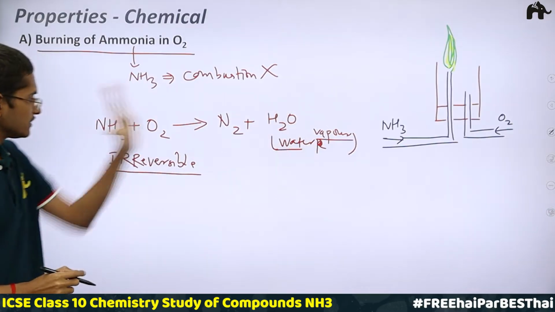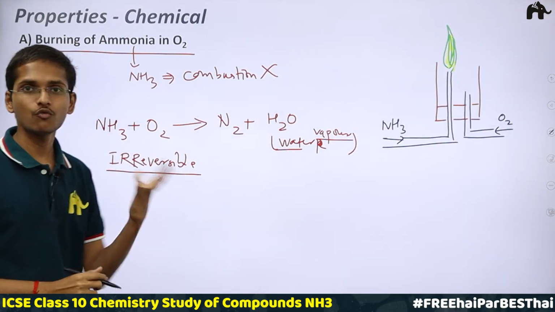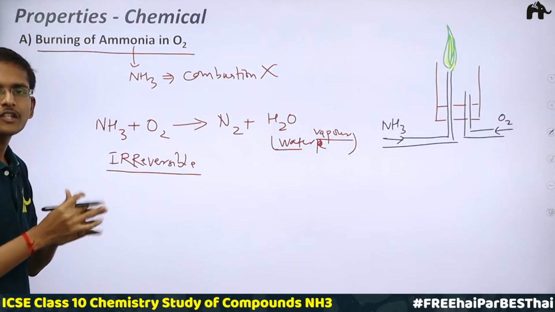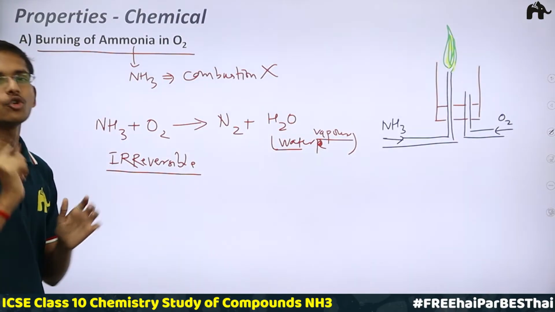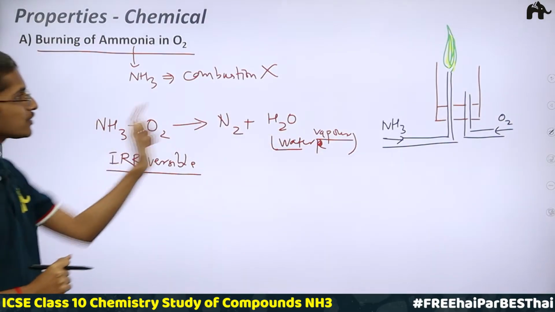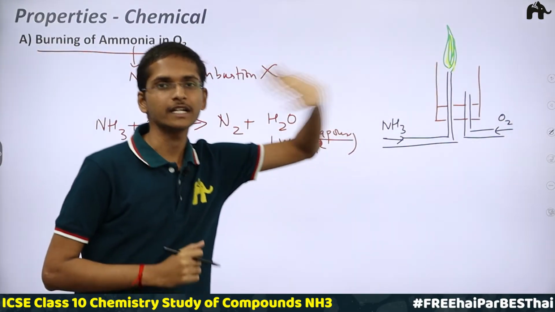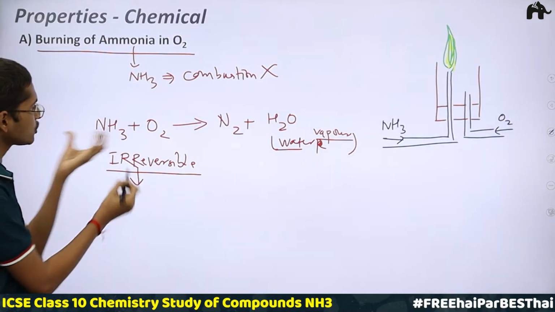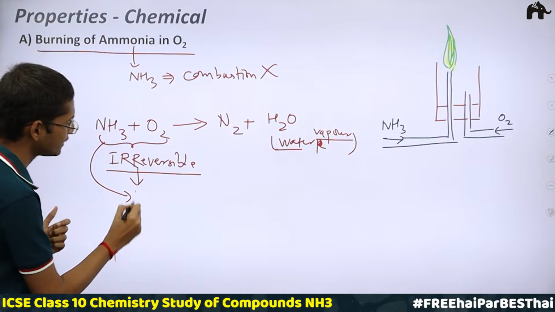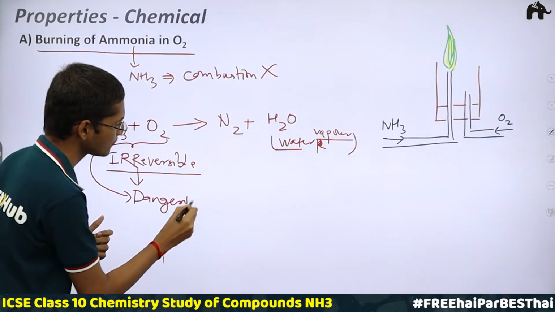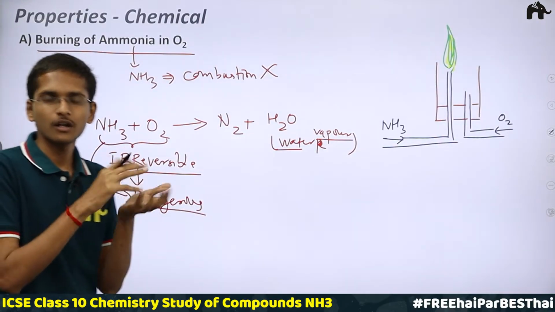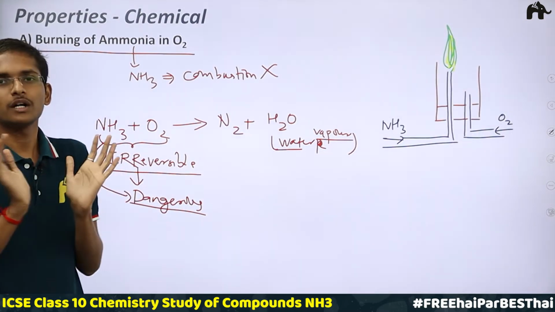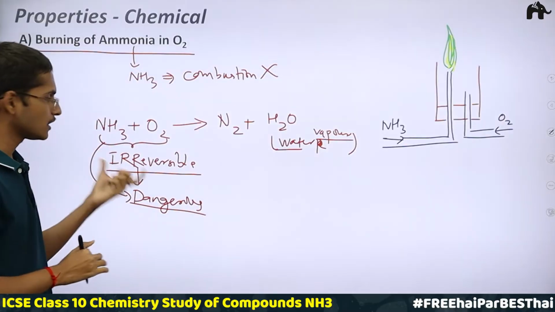The interesting thing about this reaction is that I have told you it is irreversible. So once you have set this up, ammonia and oxygen are mixed, and you just apply a matchstick, no one can stop this reaction from taking place. No one can stop the ammonia from burning. That's why we say that the mixture of ammonia and oxygen is dangerous. It is explosive, because if you keep this mixture ready and place a matchstick, it would just burn like anything. So it's dangerous, the first thing.